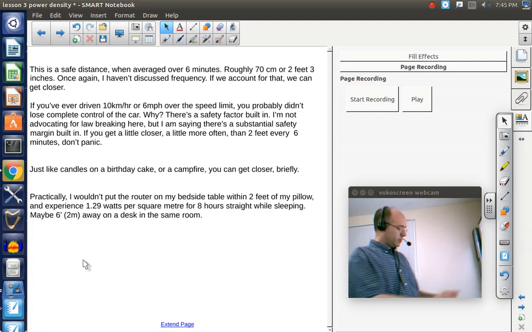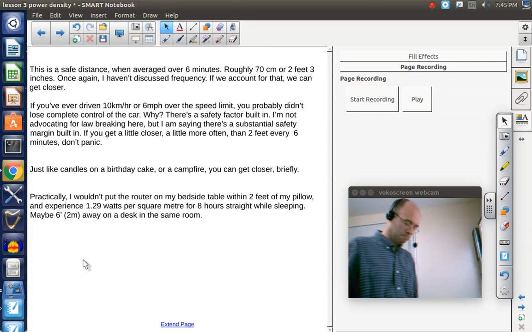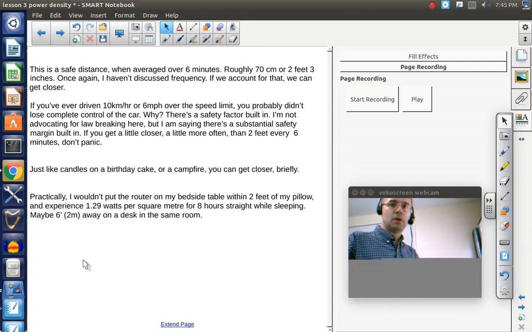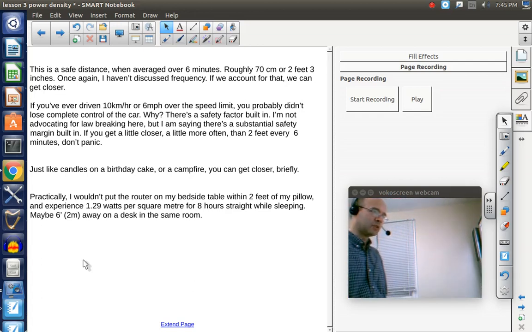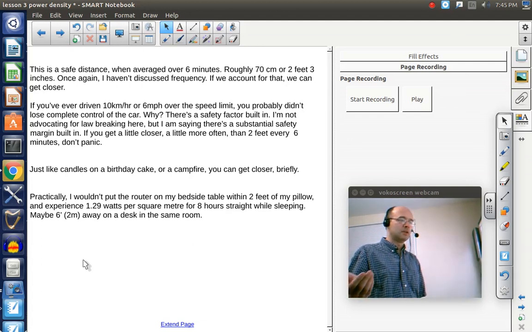So if I get closer than 2 feet or 70 centimeters to this wireless router, I'm not overly concerned. Kind of like birthday candles on a cake or a campfire. You can get closer within reason. You get close enough, long enough, you'll get some heating happening. Same thing goes with this sort of power through a router. Minuscule amounts.